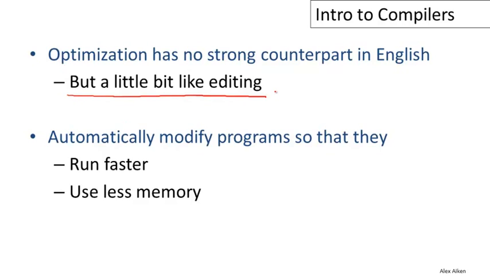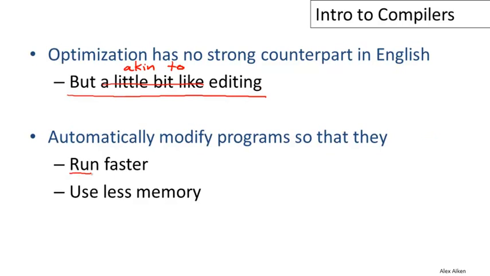So for example, I have this phrase right here, "but a little bit like editing." And if I thought it was too long, I could replace the middle 4 words with 2 words, "akin to." So now it says, "but akin to editing." And that means exactly the same thing as the original phrase, but uses fewer words. And the goal in program optimization is to modify the program so that it uses less of some resource.